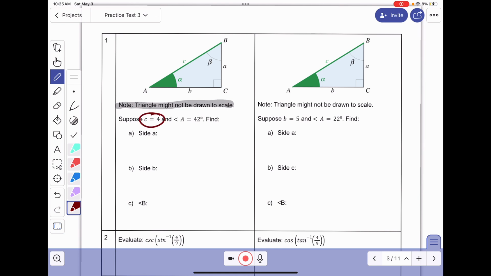C, lowercase c, so it's a side, is 4, and angle A is 42 degrees. So from that angle, this is the opposite, this is the adjacent, this is the hypotenuse. I know 4 is the hypotenuse because it's across from the right angle, and A is the opposite because it's across from angle A, so that leaves the other one to be the adjacent. So if we go back to our sine, cosine, tangent, SOHCAHTOA was the easy way to remember that. That's going to help us here.